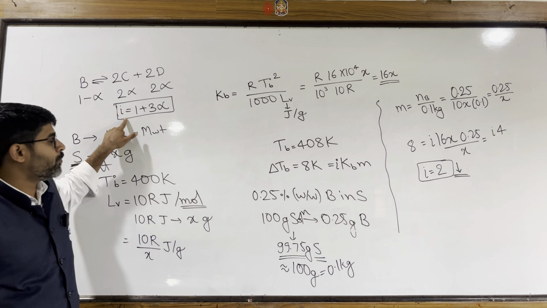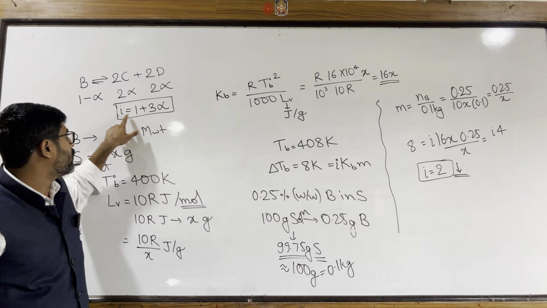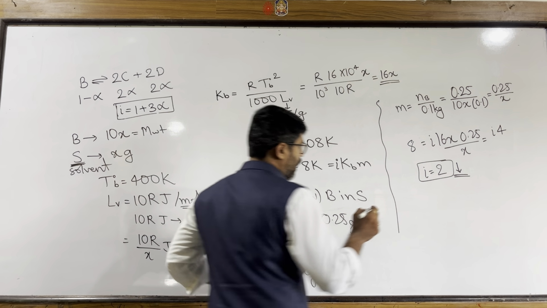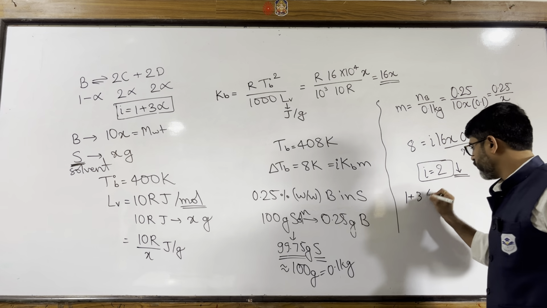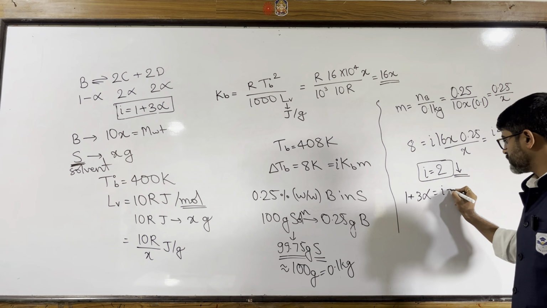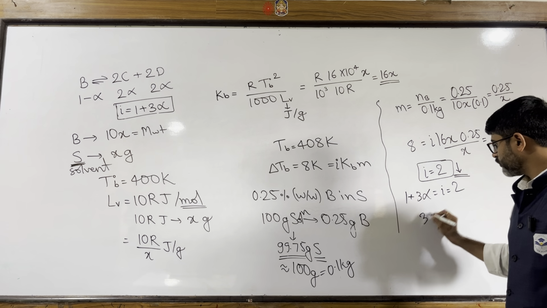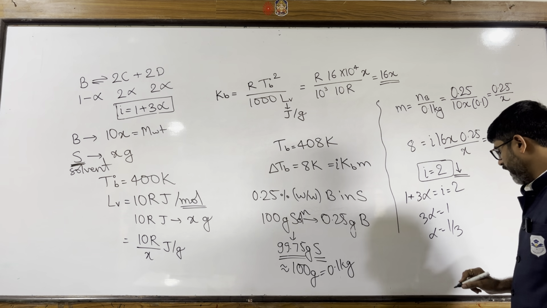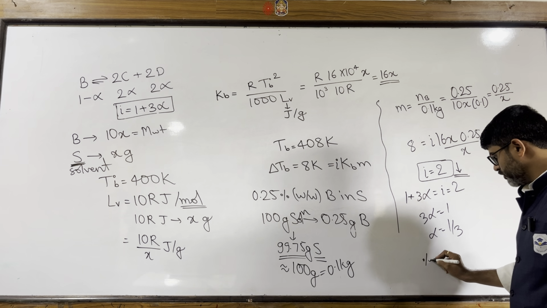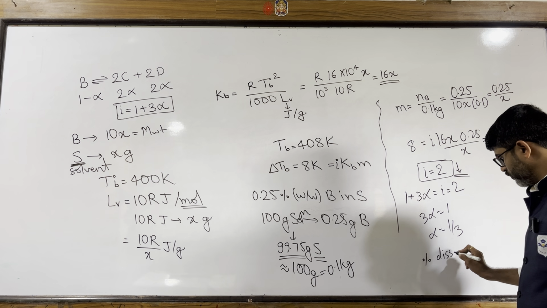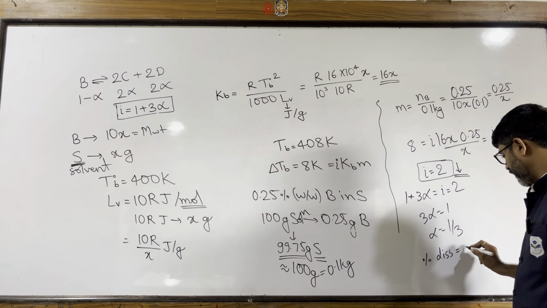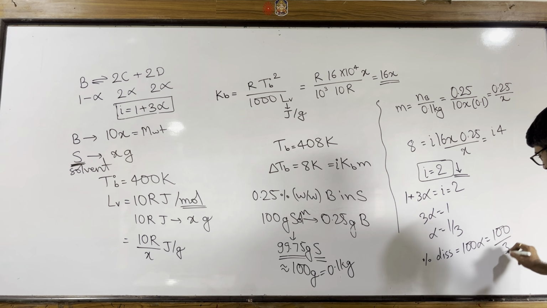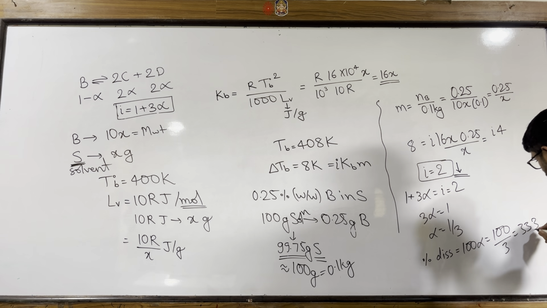And now I am putting, we have 1 plus 3 alpha is equal to i. So we have 1 plus 3 alpha is equal to i is equal to 2. So we have 3 alpha is equal to 1. Alpha is equal to 1 by 3. And the percentage dissociation is 100 into alpha, 100 alpha. So this value is 100 by 3, that is 33.33%.